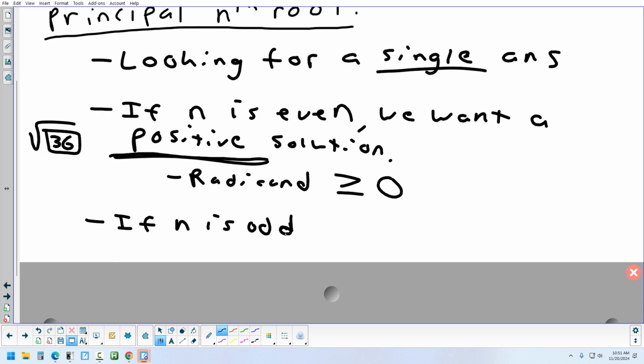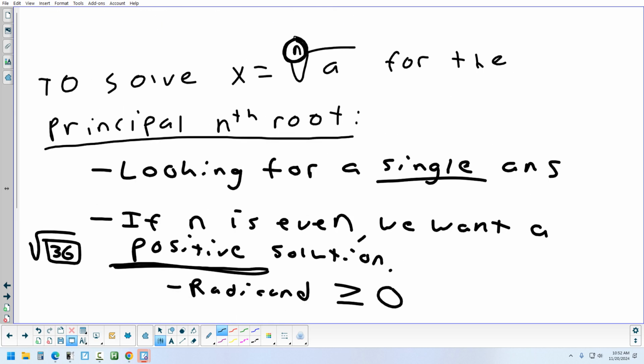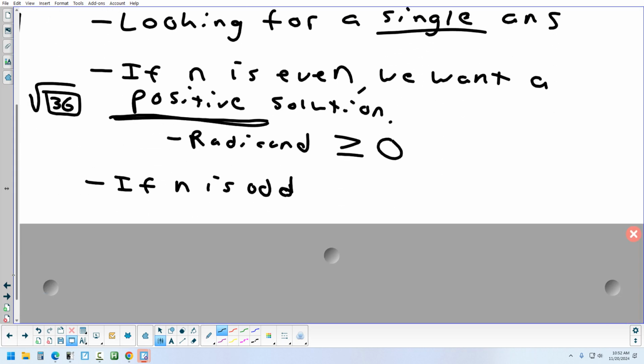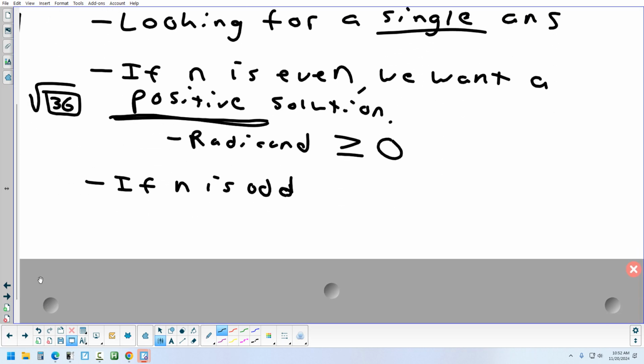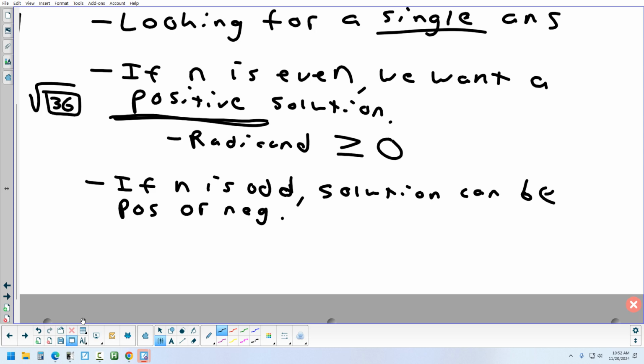All right. Now, if n is an odd index, if that number that I have circled right there is an odd index, the solution can be positive or negative. Could be either one. They both work. And the other thing about this one is the radicand does not have to be greater than or equal to 0. It can be anything. You could do, for example, a cube root of any number. Doesn't matter.